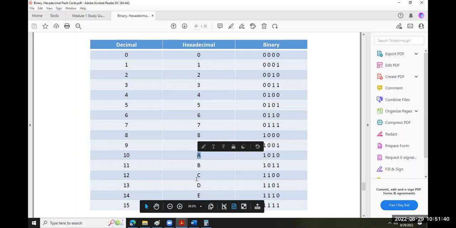So what do I mean? I want you to be able to convert a hexadecimal value into its binary equivalent. I want you to memorize these two columns right here. Let's keep it simple. I want you to memorize the binary equivalents of each hexadecimal value.